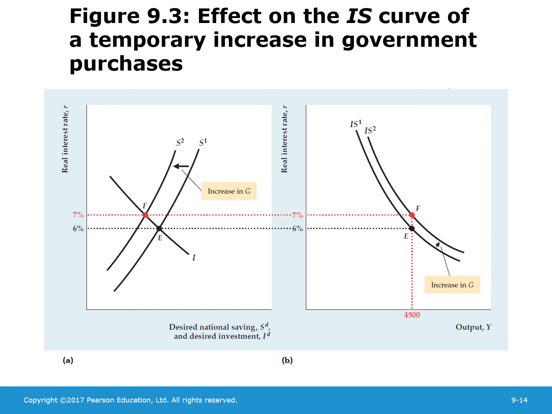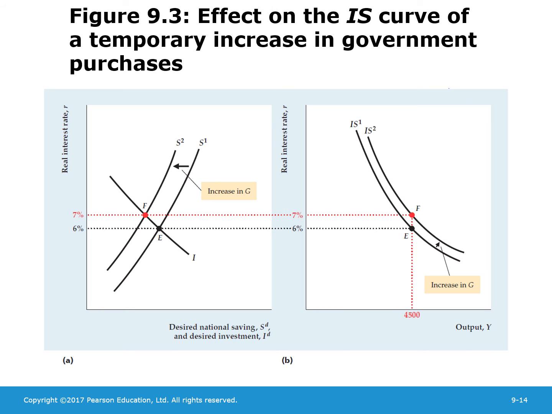Remember from chapter 4, when government purchases increase, this will lead to a decrease in desired saving. So the S curve, the saving curve, will shift from S1 to S2 due to this increase in G. We shall see now what the implication of this is on the IS curve. When the saving curve shifts from S1 to S2, the equilibrium point has changed. The equilibrium point for the goods market has changed from point E, 6% interest rate, to point F, 7% interest rate, which means that the interest rate has increased.